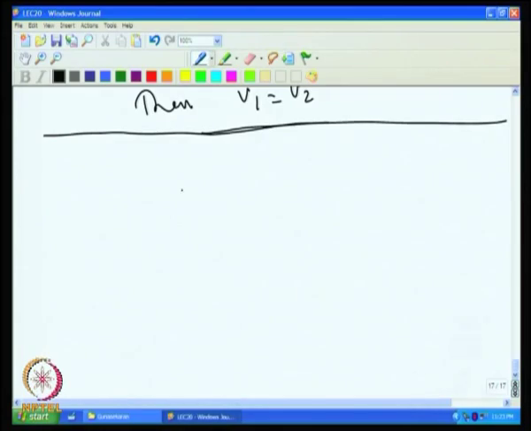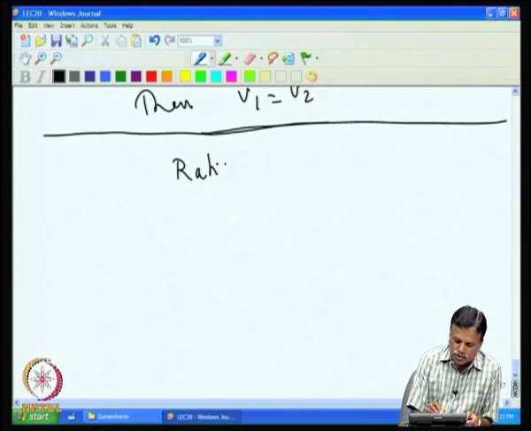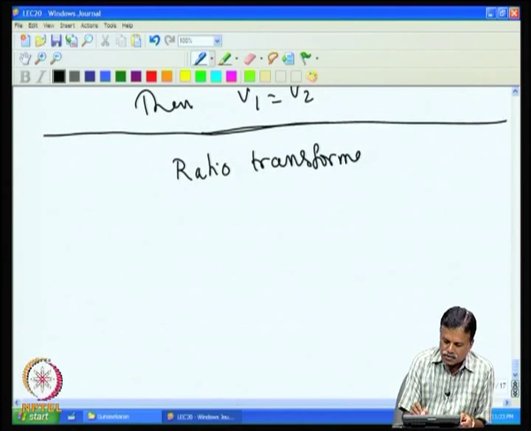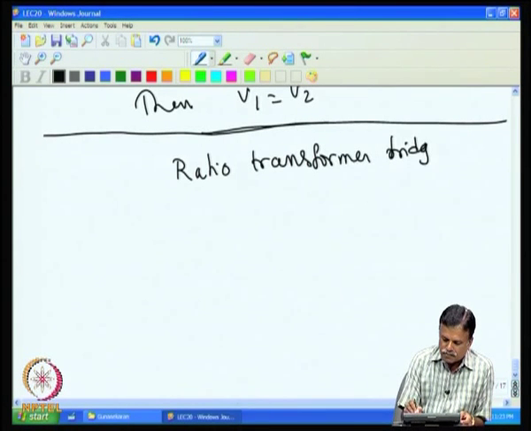In the previous class we were discussing high resistance measurement, because we have started how to make resistance measurement. In that connection we discussed how to make high resistance measurement, like 100 ohm, 100 megohm, 10 megohm resistances, and how to make the measurement. Now in that connection we were using the ratio transformer bridge. So, using a ratio transformer, how to make high resistance measurement.